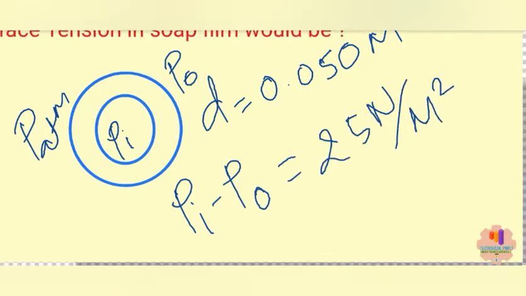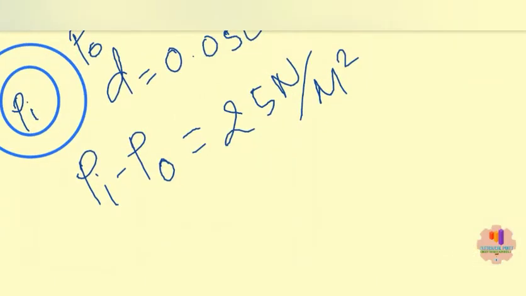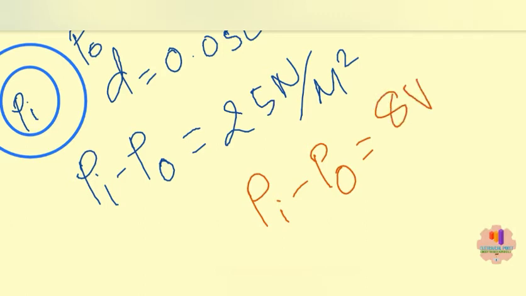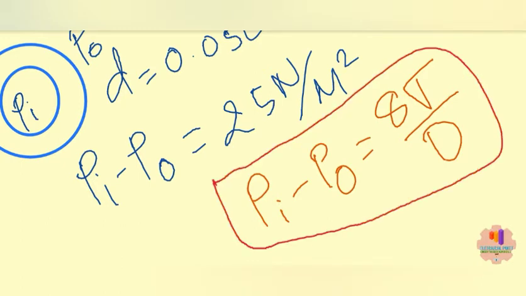From Young's Laplace equation we know that Pi minus Po, in the case of a soap bubble, is 8 sigma by d. Okay, this is Young's Laplace equation. In the question the Pi minus Po value is given, and I want to know the sigma value.